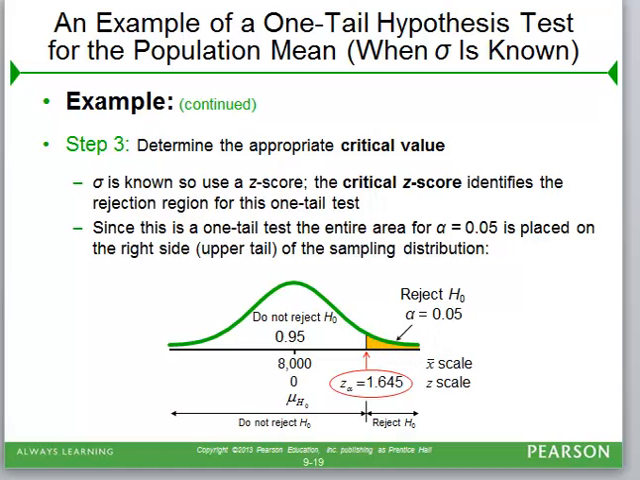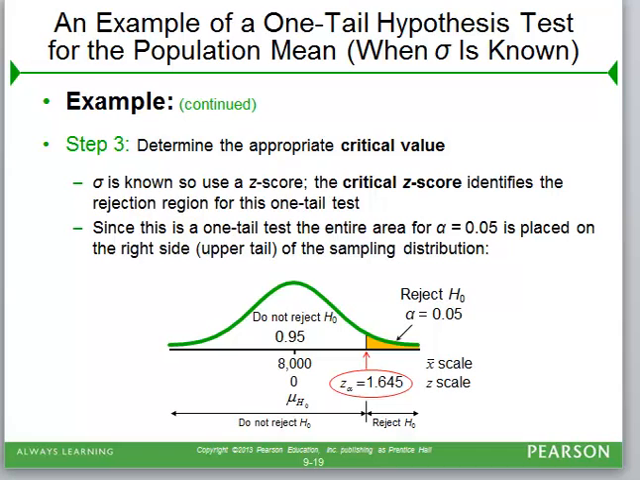Because we know alpha is 0.05 for this area, this whole blank area is 1 minus 0.05, so we get 0.95. By looking up the z table, you will find the z value for this point corresponding to the probability of 0.95 is 1.645.